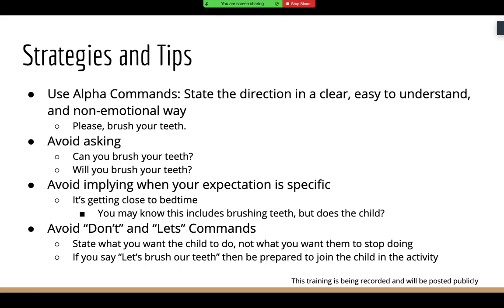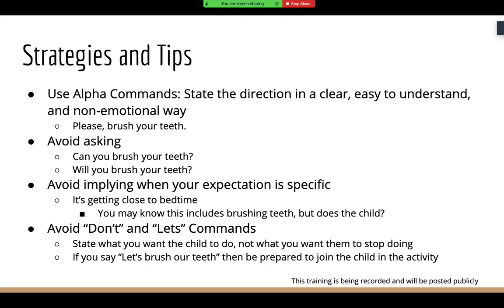And then, although I've told you a bunch of don't do this things, I am going to tell you to not use that phrasing with kids. So, whenever possible, try to give commands to tell the child what they should be doing instead of giving them commands to tell them what they should not be doing.